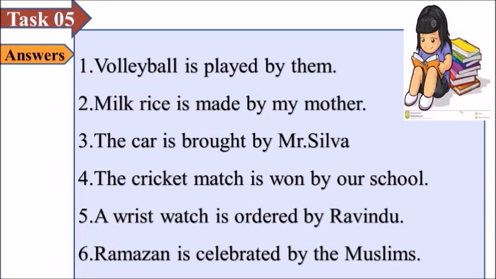Check your answers. Number 1: volleyball is played by them. Number 2: milk rice is made by my mother. Number 3: the car is brought by Mr. Silva. Number 4: the cricket match is won by our school. Number 5: a wristwatch is ordered by Ravindu. Number 6: Ramasan is celebrated by the Muslims.